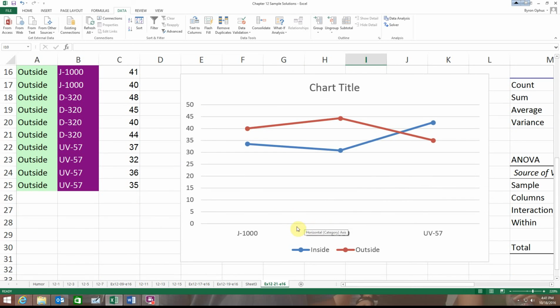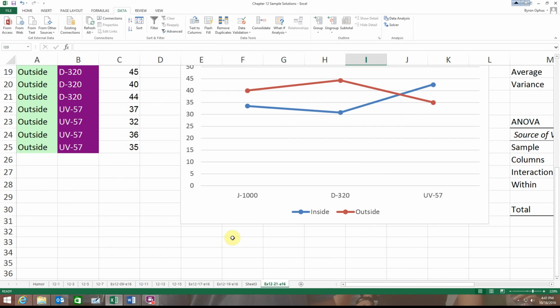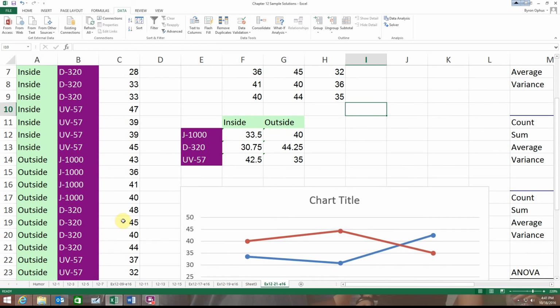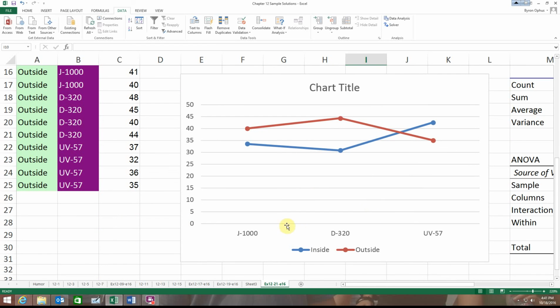I believe your guys' number 22 is pretty similar, so get her set up. You can ignore this stuff over here on the side, and good luck.